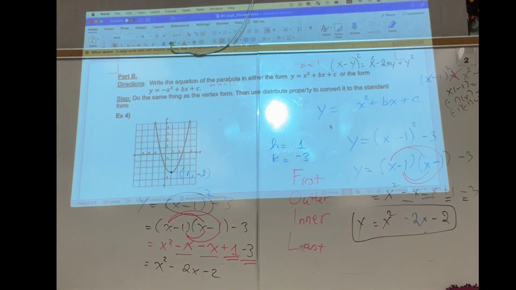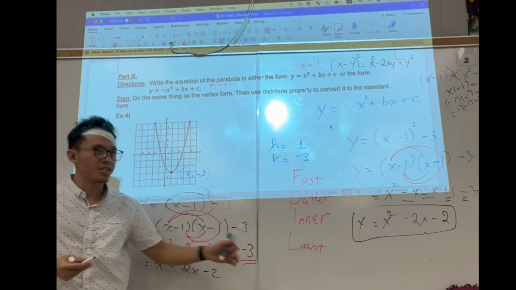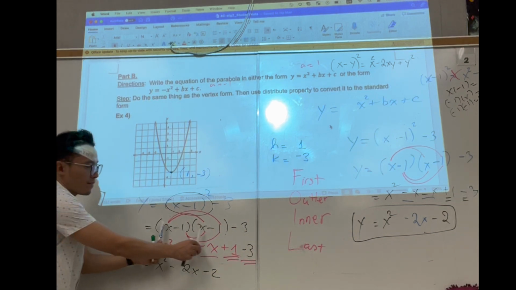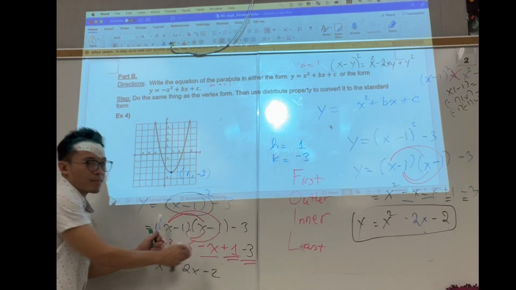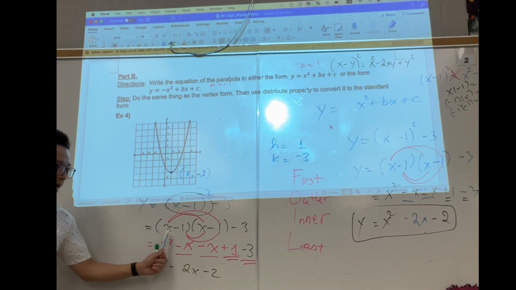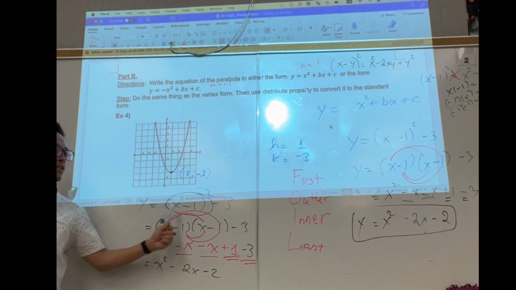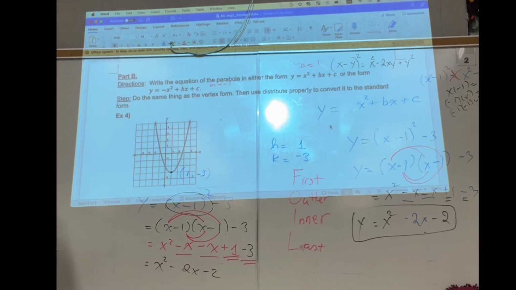Is it better? So they call this process FOIL. Again, this is the first, outer, inner, last. It just shows you where you multiply. First, outer, inner, last, but basically the same thing. Multiply every single thing in the first one to the second one.